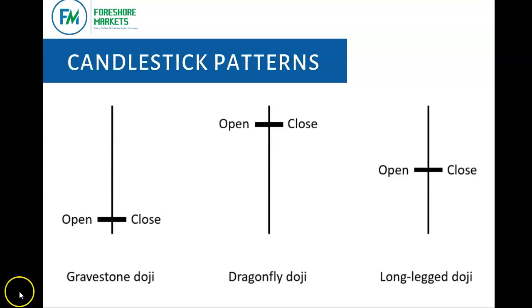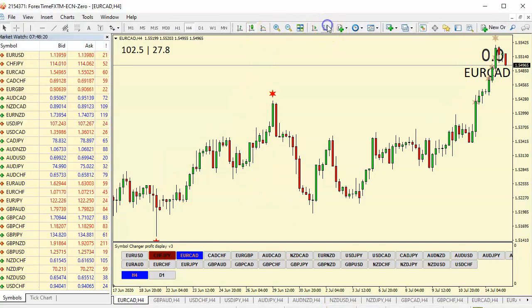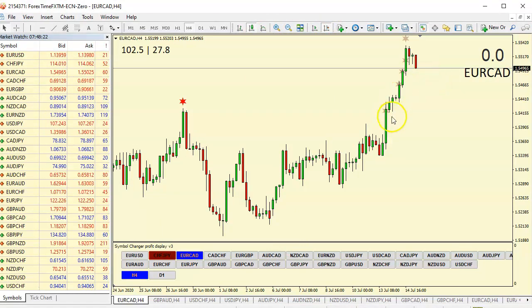There are different candlestick patterns you will see on your live chart. This is a live chart and this is what your market looks like. I change my colors: my bullish candle is green while my bearish candle is red, and we are currently on the 4-hour time frame. So every single candle here is giving us information for 4 hours.